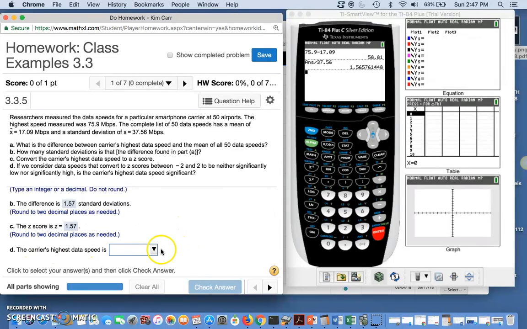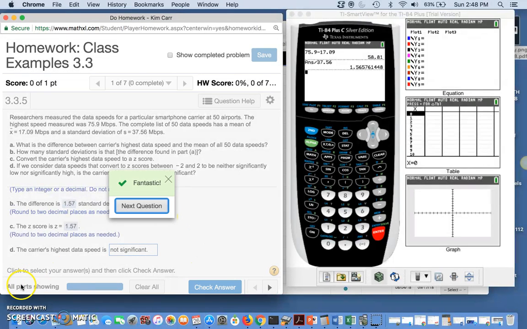The carrier's highest data speed is significantly high, not significant, or significantly low. As long as it's within 2 standard deviations, we say there's no real significant difference. And since 1.57 is less than 2, we will say it's not significant. Okay.